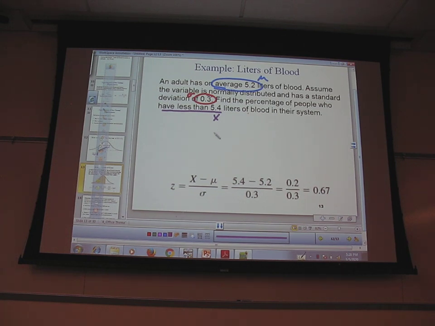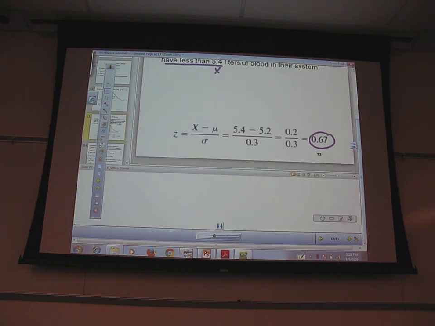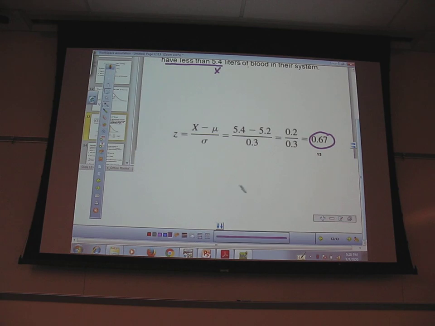How do you do that? Figure out how far it is from the mean: 5.4 minus the mean. Then divide by standard deviation to get that in standard deviations. So this is 0.67 standard deviations above the mean. Great. So now we know our z-score, and now we can do the rest of it.